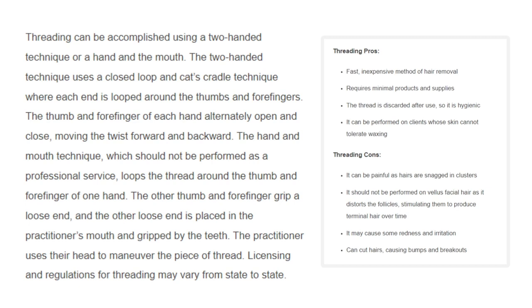Threading can be accomplished using a two-handed technique or a hand and the mouth. The two-handed technique uses a closed loop and cat's cradle technique where each end is looped around the thumbs and forefingers. The thumb and forefinger of each hand alternately open and close, moving the twist forward and backward. The hand and mouth technique, which should not be performed as a professional service, loops the thread around the thumb and forefinger of one hand. The other thumb and forefinger grip a loose end, and the other loose end is placed in the practitioner's mouth and gripped by the teeth. The practitioner uses their head to maneuver the piece of thread.